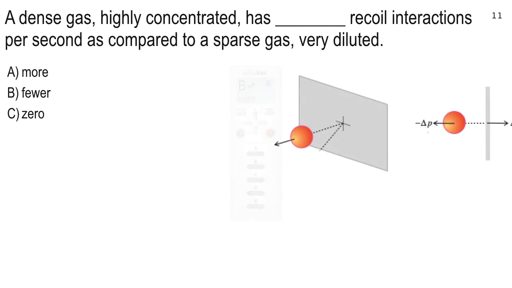All right. Here's your question. A dense gas, highly concentrated, compared to a sparse gas, very diluted. Read carefully and make a decision.